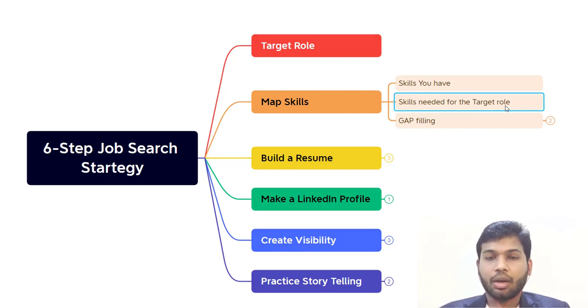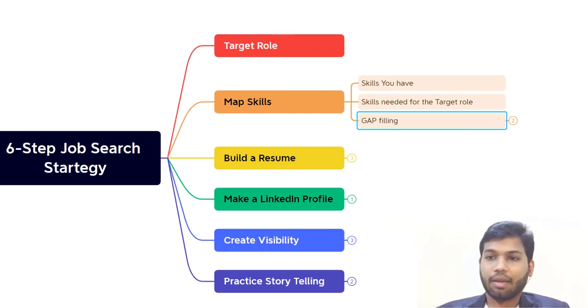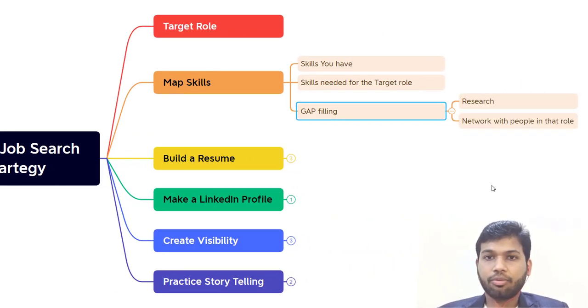First is analytical skills. Second is communication skills. Third is presentation skills. Fourth is technical knowledge about products. And fifth is collaboration. These are the skills that a project manager role will also need, so you have to highlight them. And then gap fill. If you feel there is a gap in your profile that needs to be met, you first have to research what skills your target role needs, and second, you also have to network with the people in that role.